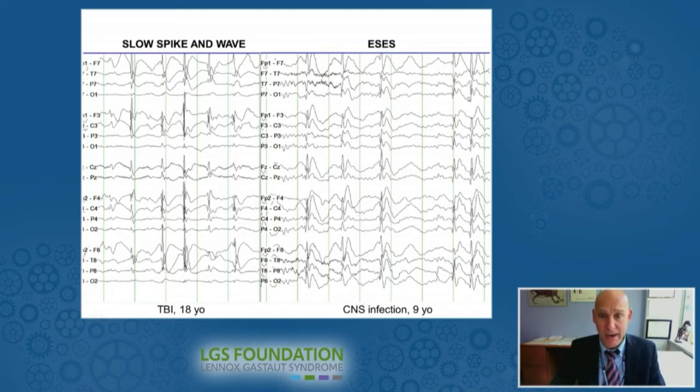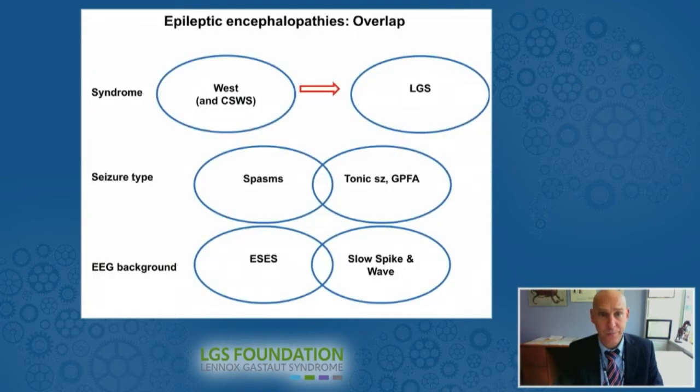And we can use these patterns, we can learn lessons from what happened in these other related disorders and figure out what's going on with the underlying networks. Because I think there's overlap between these various forms of epileptic encephalopathy. So West syndrome, CSWS, we already spoke about atypical Rolandics and other related disorders. And here I put a directional arrow into LGS, but there is seizure type overlap between spasms, tonic seizures, GPFA, and the EEG background. I think there's overlap in many of these, so we can learn lessons from spasms and ESES with regards to LGS, and we can apply some of the same techniques to LGS.